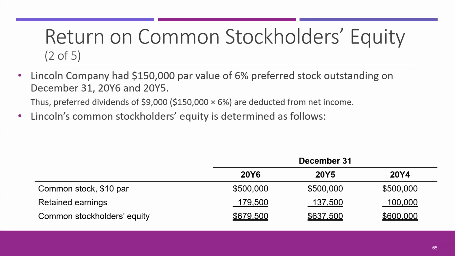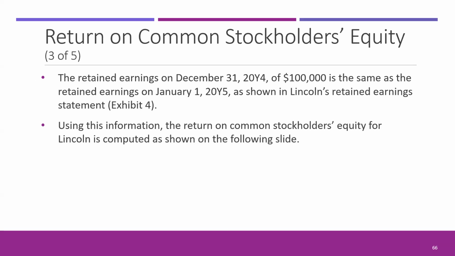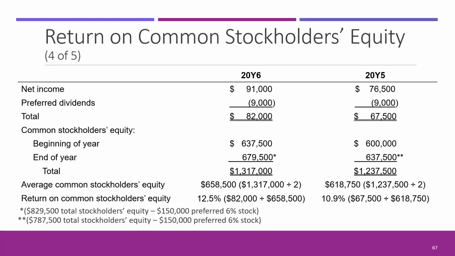So Lincoln's common stockholders' equity is determined as follows. We're only including the common stock $10 par and the retained earnings amount in the common stockholders' equity. We're not including the $150,000 in preferred equity. And then when we calculate the net income, we have to take the preferred dividends out of the net income before we calculate. And so the return on common stockholders' equity is 12.5% and 10.9%.